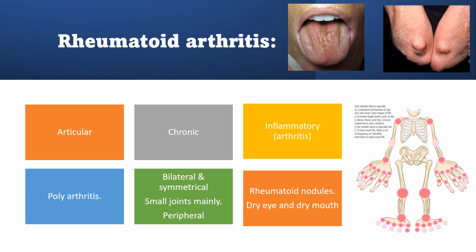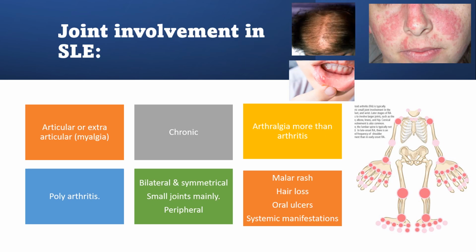dry mouth. In systemic lupus, the musculoskeletal involvement may be articular or extra-articular. Myalgia also can occur in systemic lupus. The musculoskeletal involvement is, of course, chronic. It may be inflammatory or non-inflammatory. Non-inflammatory joint involvement in systemic lupus is more common than the inflammatory.